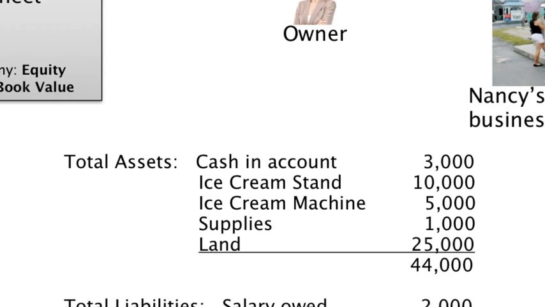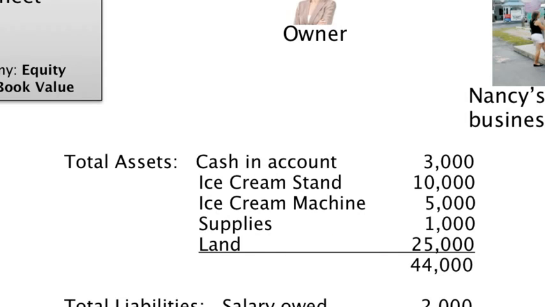The cash in the account. So Nancy has a corporate bank account that's different than her personal bank account. And in that bank account, she has $3,000 on hand. Her ice cream stand, let's just say the ice cream stand is worth $10,000. Let's say the ice cream machine, let's say she has a real fancy ice cream machine inside and it's worth $5,000. The supplies that she has on hand right now is $1,000, and the land that she bought to put her little ice cream stand on is $25,000. So when we sum up those assets, it's $44,000.